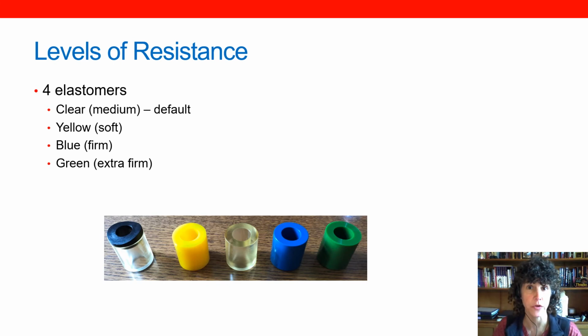There's 4 different levels of resistance. Clear is the default, and this is the medium level of resistance. There's then one softer than that, yellow, and 2 firmer, blue and green.